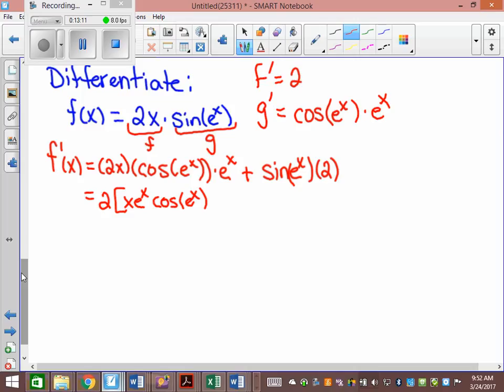Now I could write this in 3 different ways, right? It doesn't matter. Usually they write the trig last, but you wouldn't be wrong if you wrote them the other way. Plus sine e to the x.